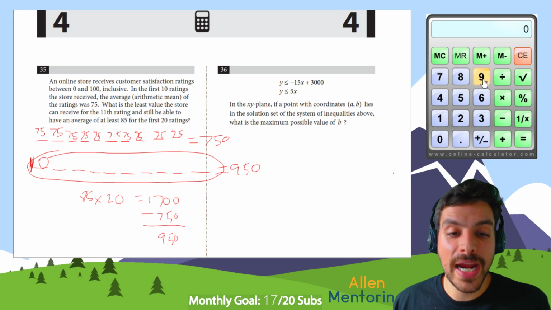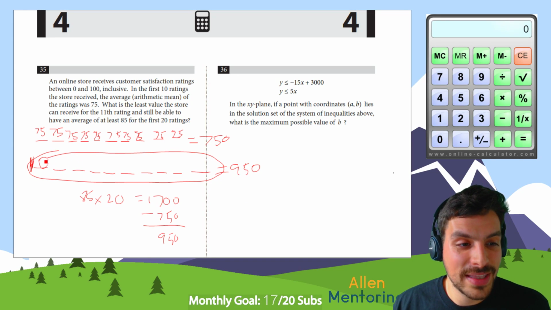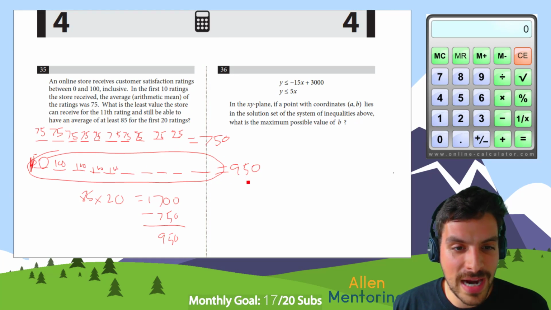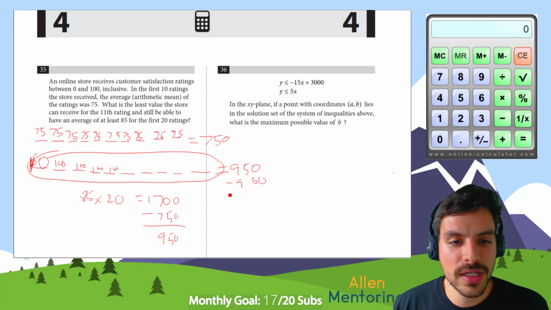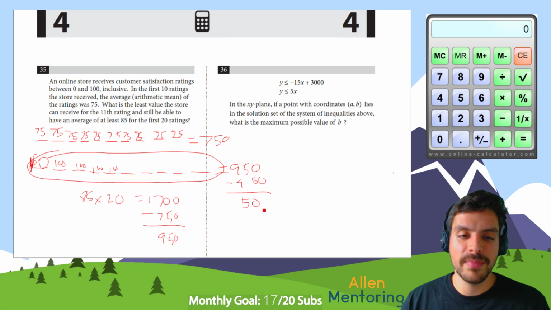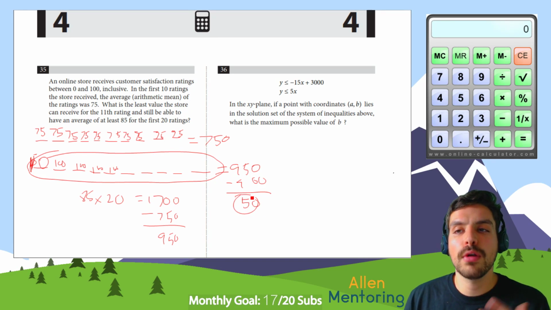So if those other 9 are 100 each, that means that this first rating has a minimum of 50, right? If we assume that every single one of these 9 is 100, they got the best rating possible, then that would be 950 minus 900. And so the only thing that this last one could be would be 50, right? That would be the minimum value. So I hope you followed along.